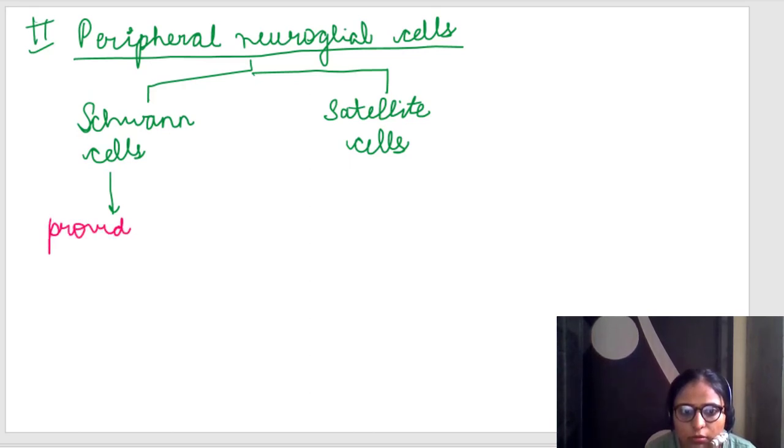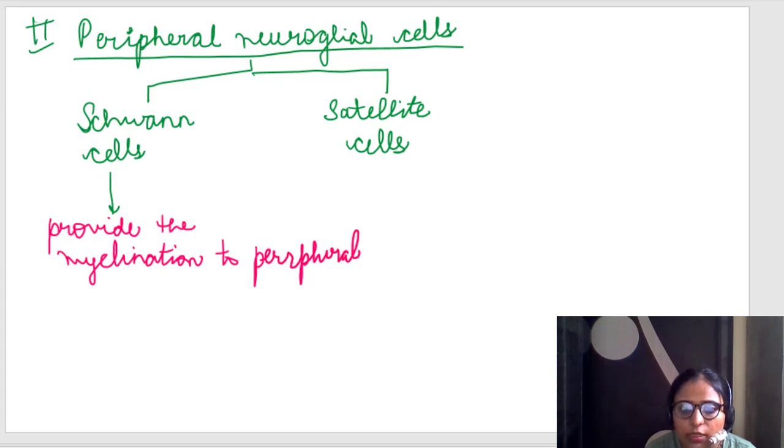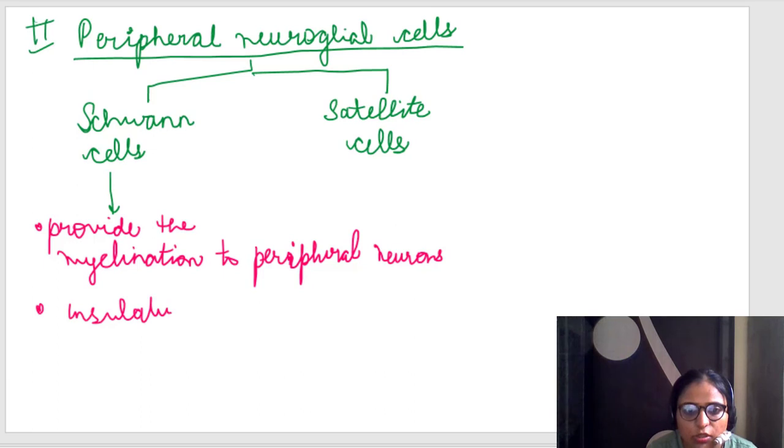They provide myelination to peripheral neurons, because to the central neurons oligodendrocytes provide it, and Schwann cells are absent there. In the peripheral neurons the myelination is provided by your Schwann cells. So the first function is this, and if the myelination is there, it also acts as insulation, so they provide insulation also.